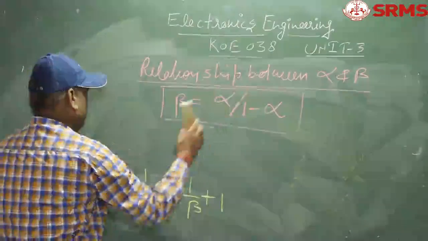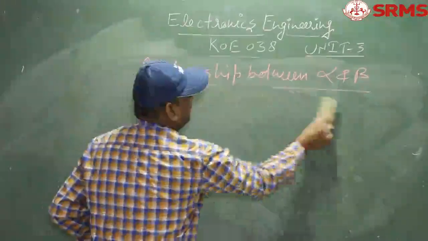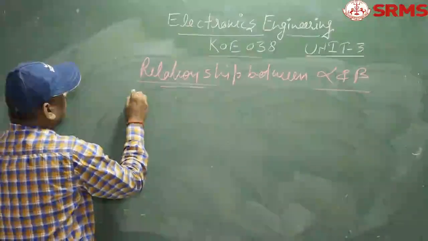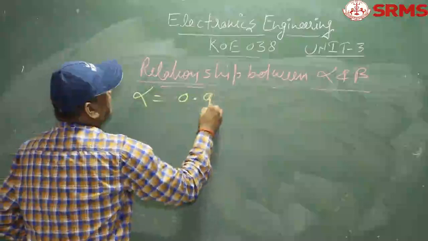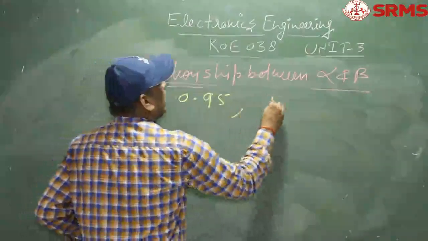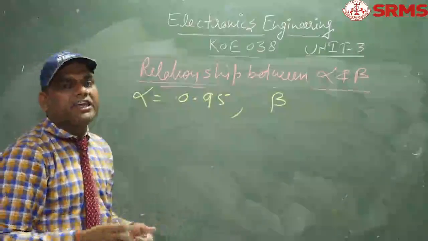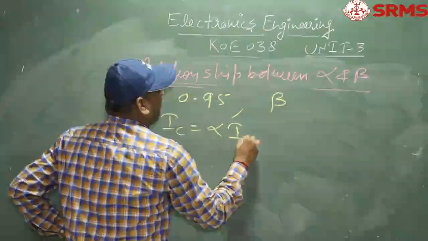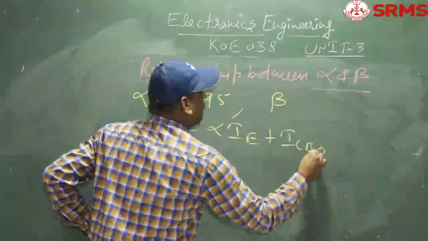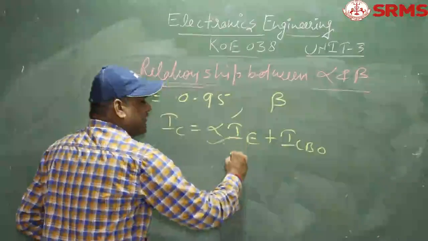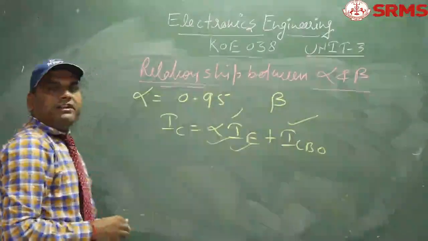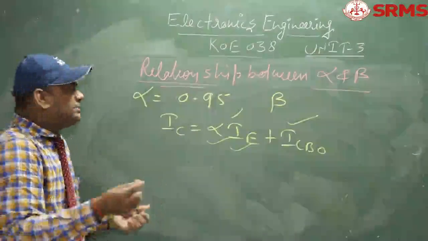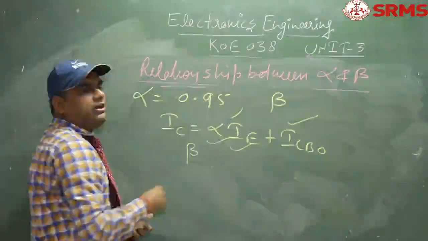Is it okay? Now, we will discuss about the numerical problem. Most of the time, if alpha is given as 0.95, they will ask the value of beta. So beta is equal to alpha divided by 1 minus alpha. You can determine the value of beta. Similarly, IC is equal to alpha times IE plus ICBO. Alpha is given, IE is given, ICBO is also given. You have to determine the value of IC. It may be possible alpha is not given, beta is given. You can determine the value of alpha.